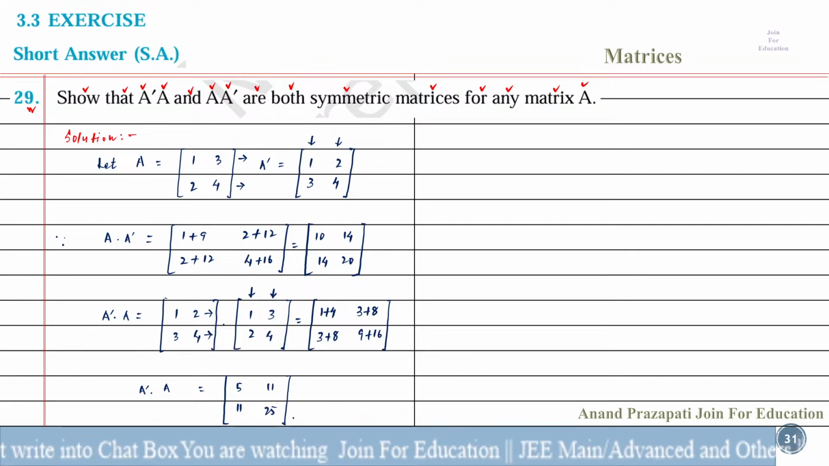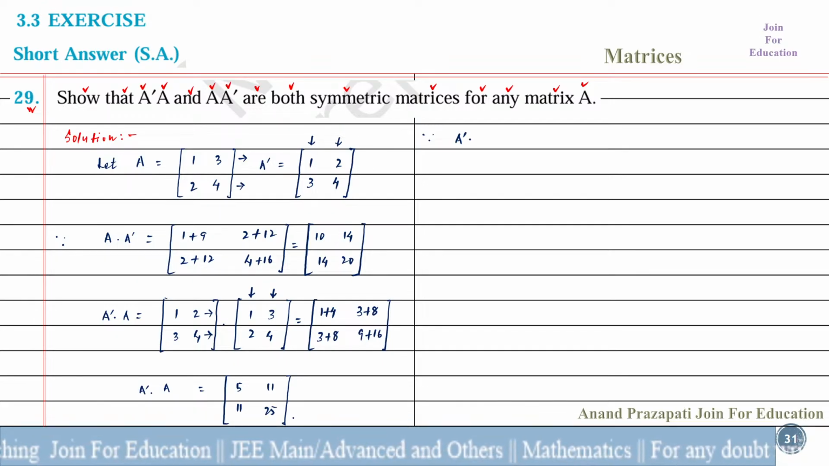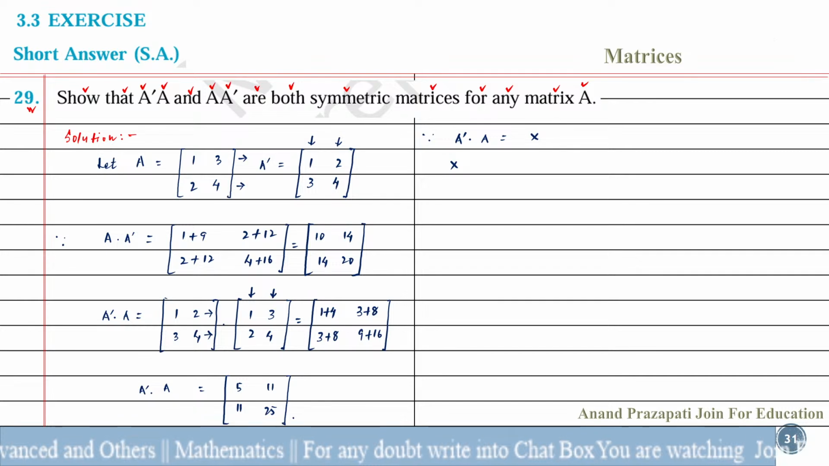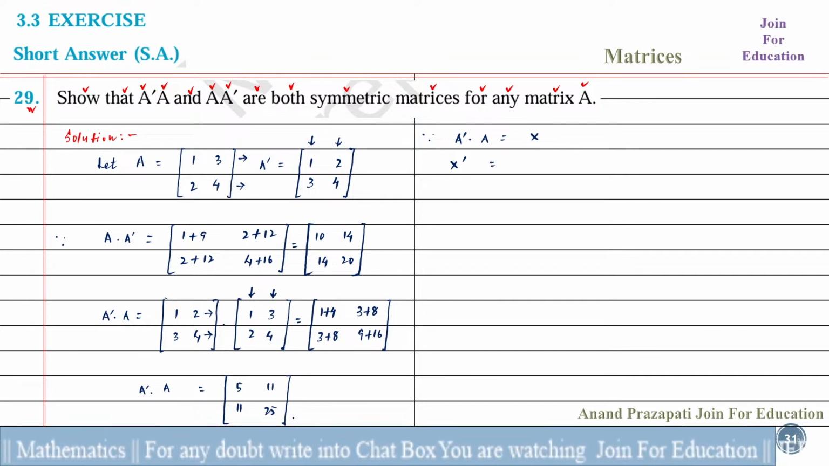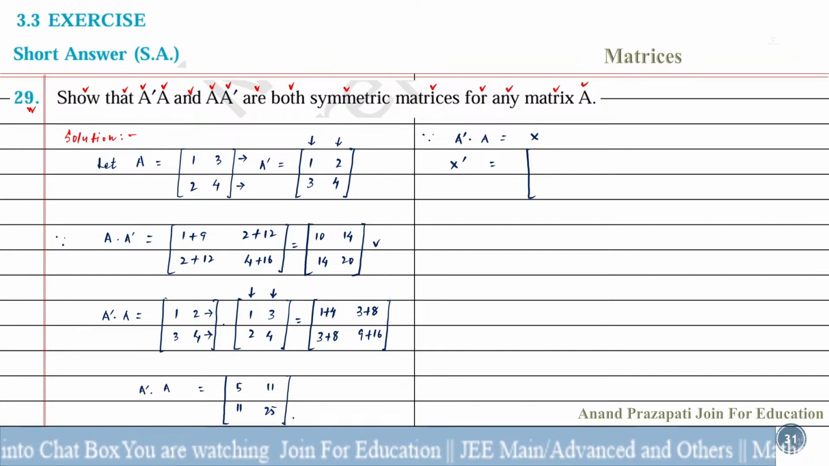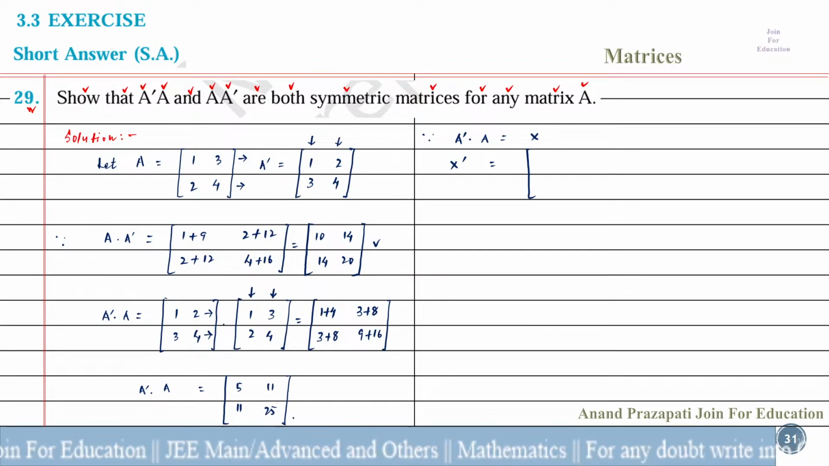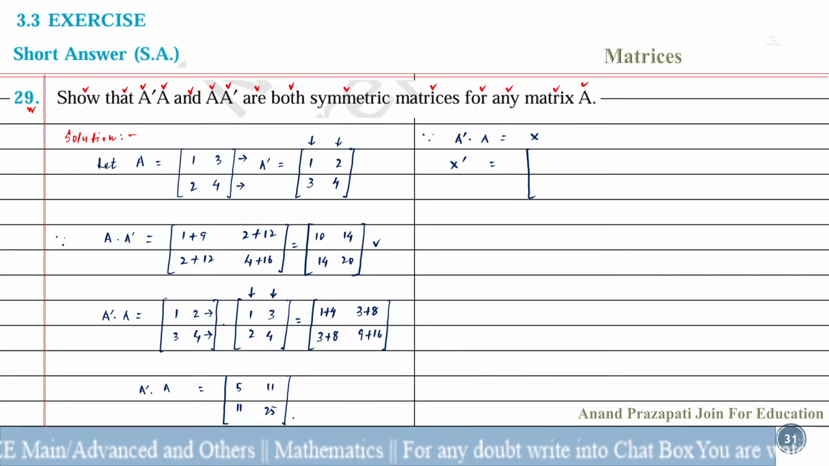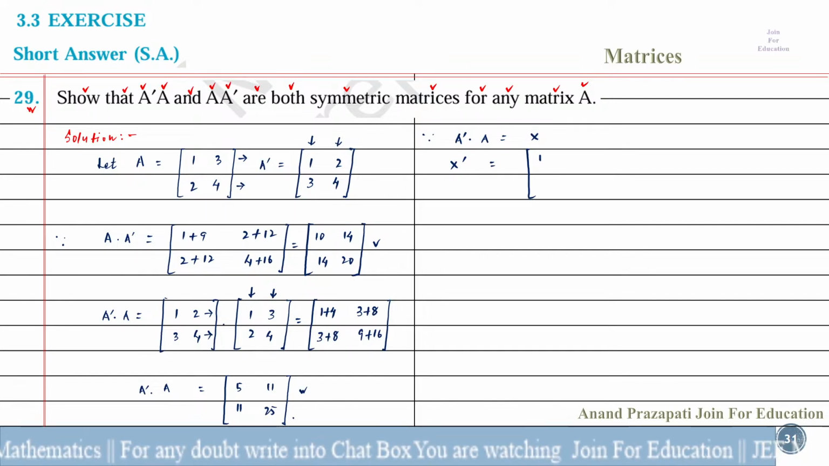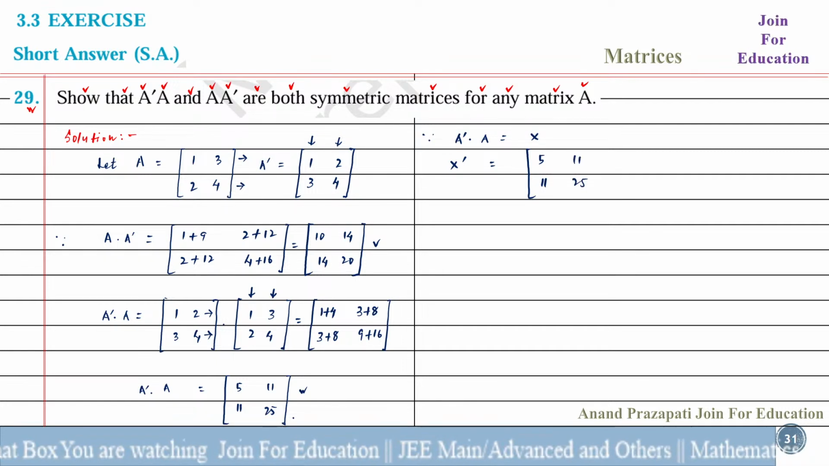So we suppose here transpose of A into A equal to X. Therefore, transpose of X here will be transpose of this one, therefore here first row will be first column, so transpose of A into A, therefore the transpose of this one, so 5, 11 will be the first column and 11, 25 will be the second column.